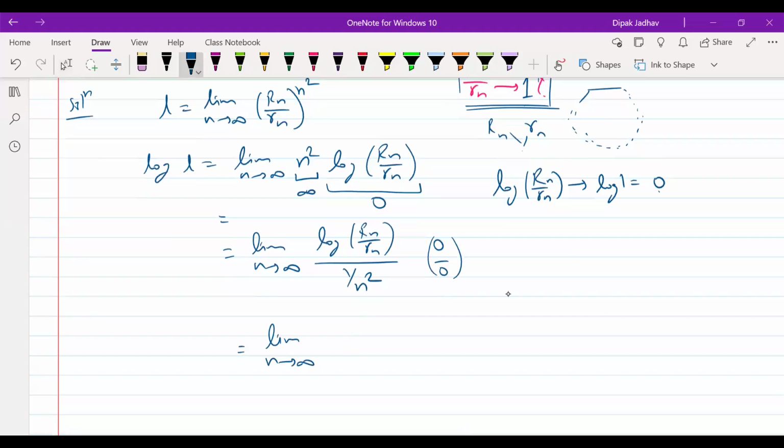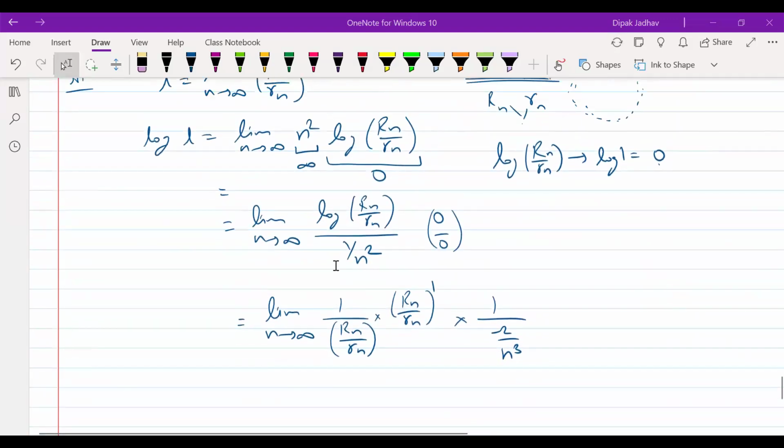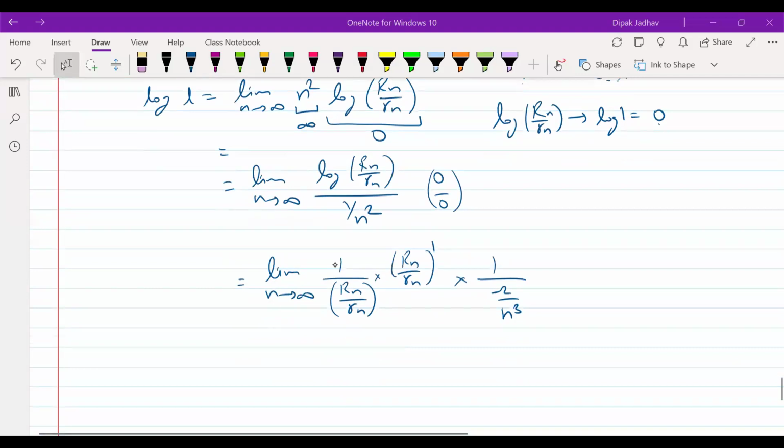Yes, sir. Okay, good. So I need to differentiate the numerator, and I also need to differentiate the denominator. When I differentiate the numerator, what am I going to get? This is the first into the derivative of Rn upon rn. I need its derivative. And the denominator derivative is minus 2 by n cube. What will you do next?